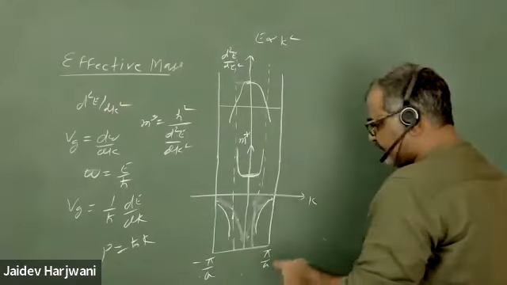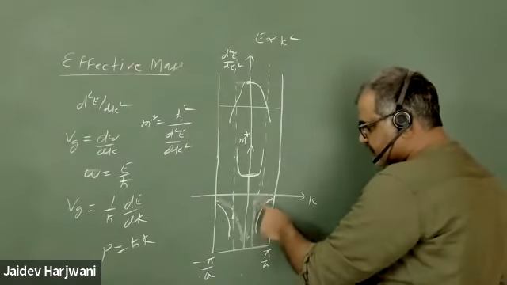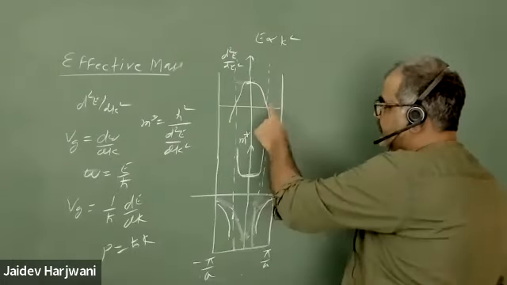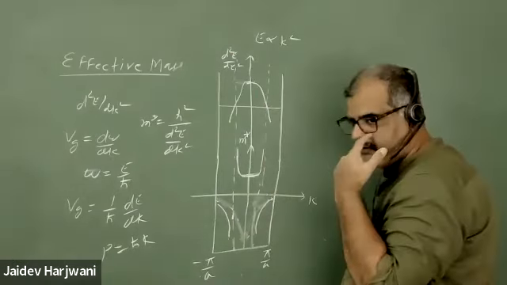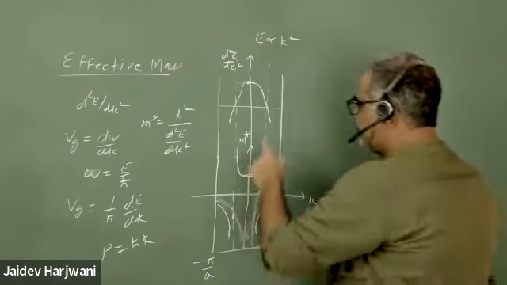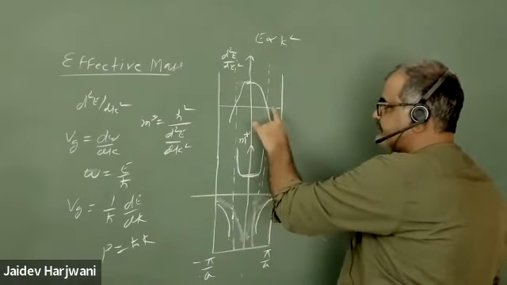So suppose this is your k value here. Your electron's k value is, velocity, right? So your k value is near to this boundary.